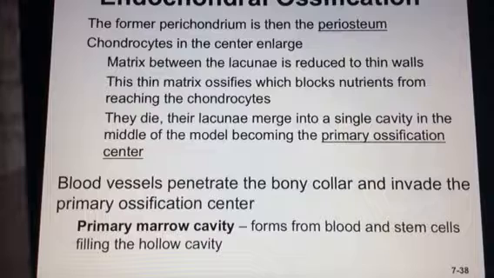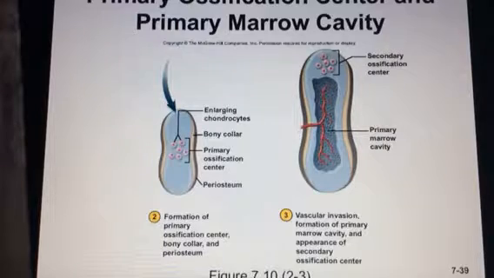ossification center. Now, I feel like that's a weird term, but we're going to see a picture here in just a minute. And those blood vessels are able to penetrate and get into the primary ossification center, and that makes the primary marrow cavity. And this is what's going to form the blood and stem cells in that medullary cavity in the middle of a long bone.